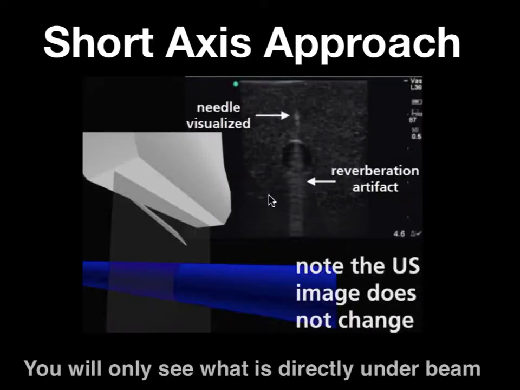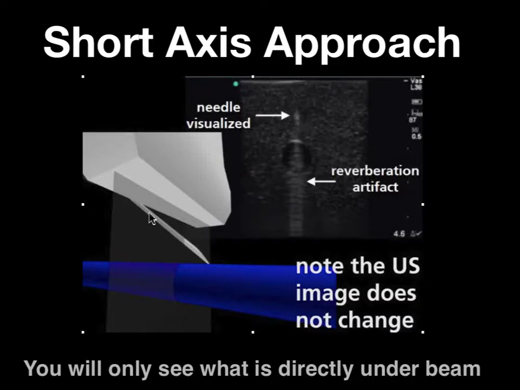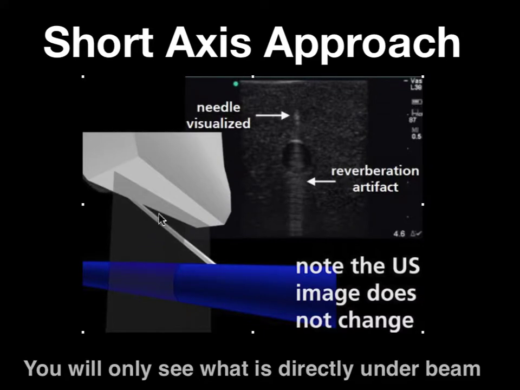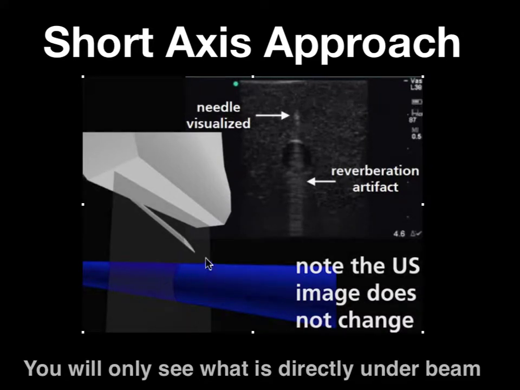Important to remember that you're only going to see what's directly underneath the transducer where the beam is. So you could take this needle, as you see right here, you're seeing one little blip where it's passing underneath the beam. I could continue to advance this needle and bury it to the hub, but if I keep the transducer static in this spot, this image is never going to change. That's an important thing to understand. Here we're just moving that needle in further, but this image is never going to change. It's only going to pick up what's directly underneath the transducer where the beam is.